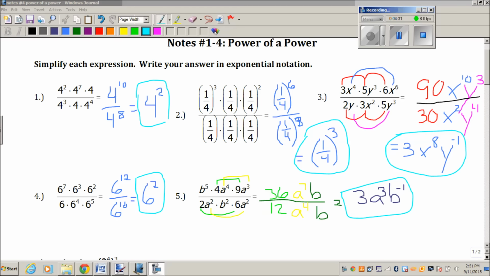Okay, now that you've had an opportunity to try these problems, please check your answers. You should have gotten 4 squared for number 1 as a final answer. Number 2 is 1/4 raised to the 3rd power. Number 4 is 6 raised to the 2nd power. Number 5 is 3 times a to the 3rd power times b to the negative 1 power. And I did show my steps, so if for any of the questions, if you have a different answer, please check your steps and make any corrections that are necessary.